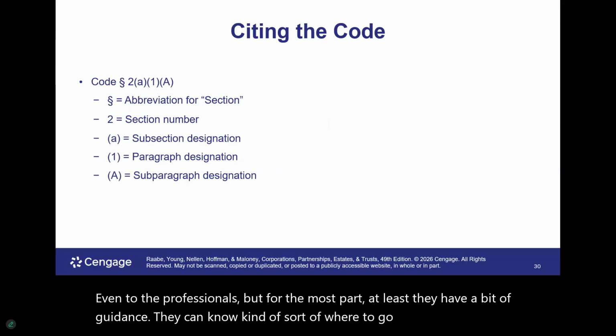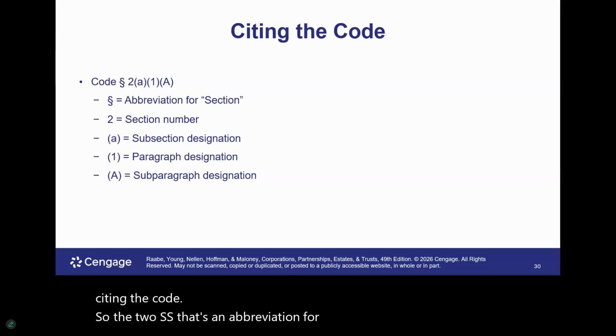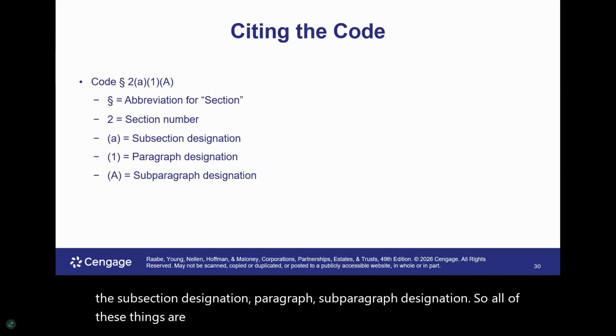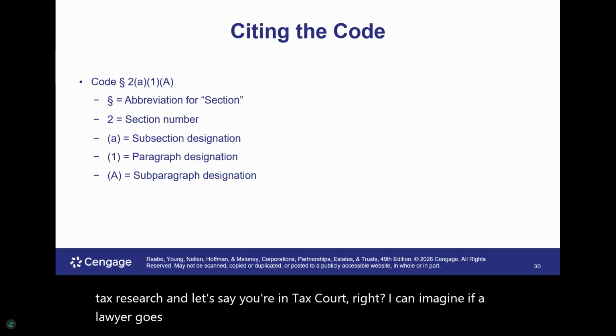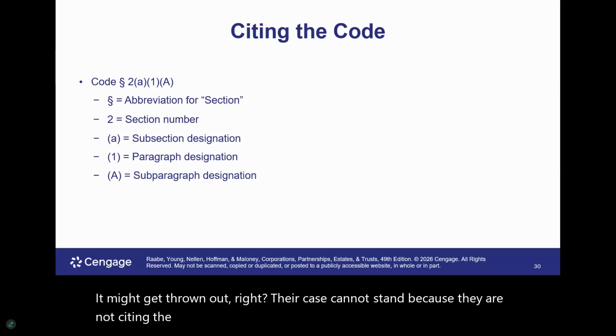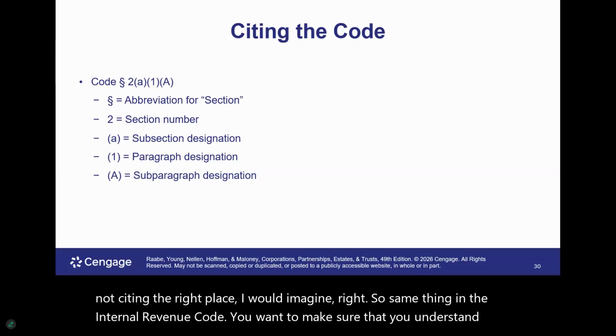So next we have citing the code. The two S's, that's an abbreviation for section, the section number, then the subsection designation, paragraph, subparagraph designation. All of these things are important, especially when you are using this for tax research, and let's say you're in tax court. I can imagine if a lawyer cites the wrong part of the tax law, or just law in general, it might get thrown out. Their case cannot stand because they are not citing the right place, I would imagine. Same thing in the Internal Revenue Code. You want to make sure that you understand how to cite the code correctly.